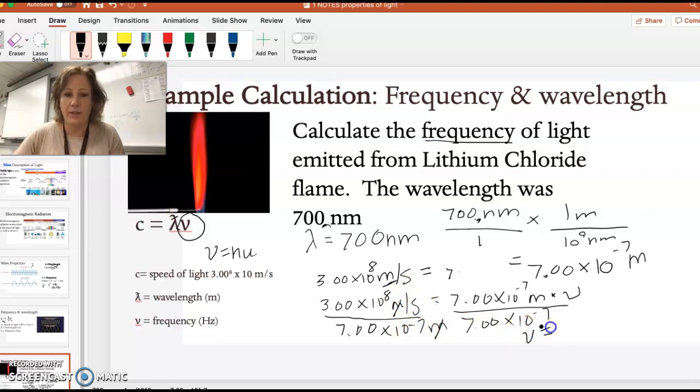So frequency is going to equal, now I have to calculate it: 3.00 times 10 to the 8th divided by 7.00 times 10 to the negative 7th. I get the frequency, and with 3 sig figs it is 4.29 times 10 to the 14th. So it's a high frequency wave in terms of the unit hertz. That would be inverse seconds or 1 over second or hertz, all the same thing.